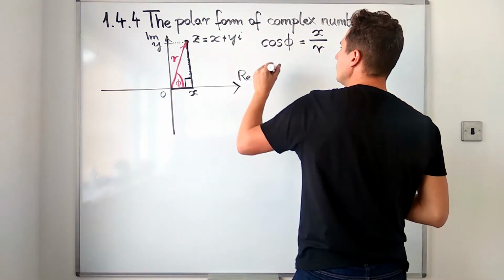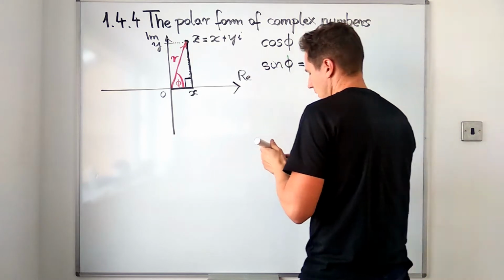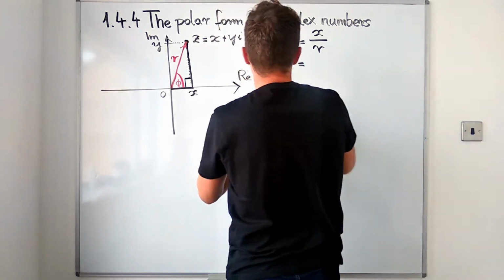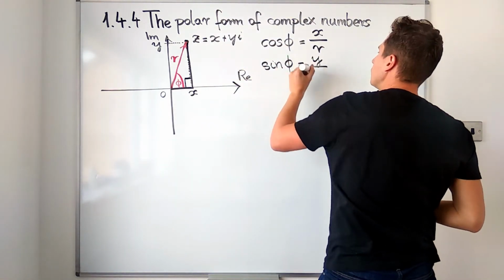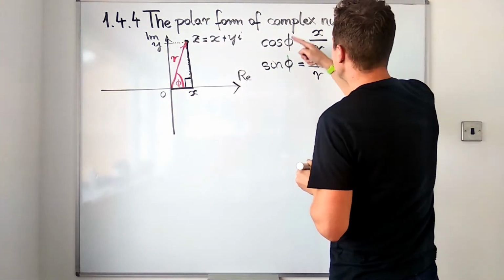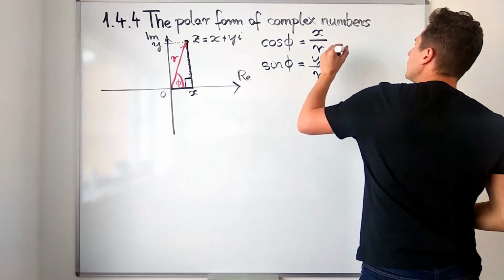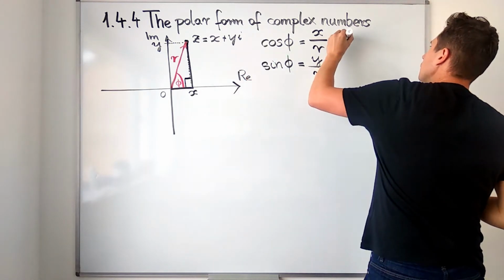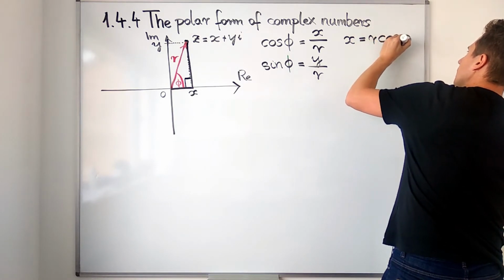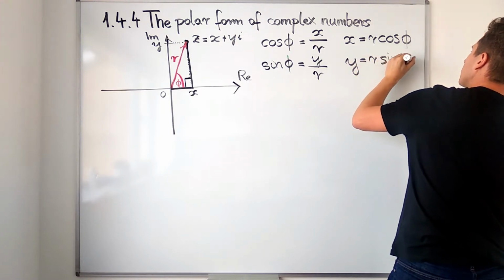And similarly, we could find the sine of this angle by taking the length of the leg that is opposite that angle, that's y, and we would divide it by the length of the hypotenuse, that's again r. So in this way, if we take these two relations connecting x, y, and r and phi, we could multiply both of them by r to get x expressed as r times the cosine of phi, and y expressed as r times the sine of this angle phi.